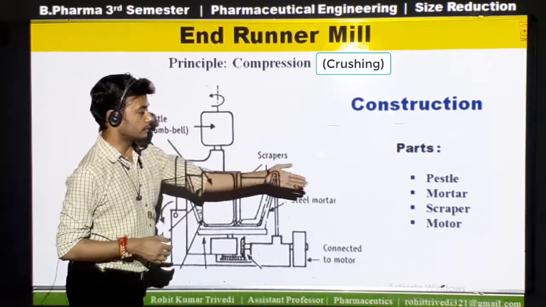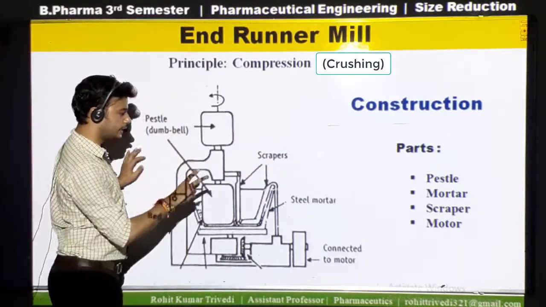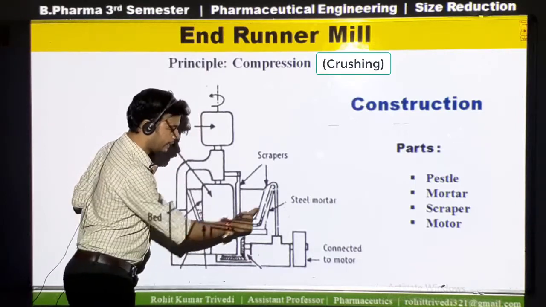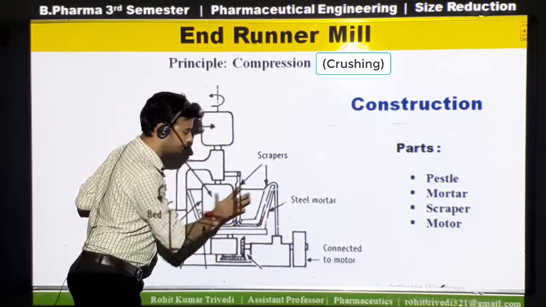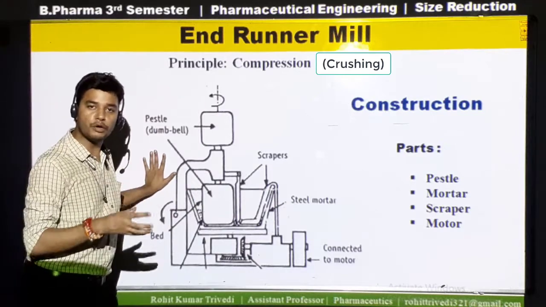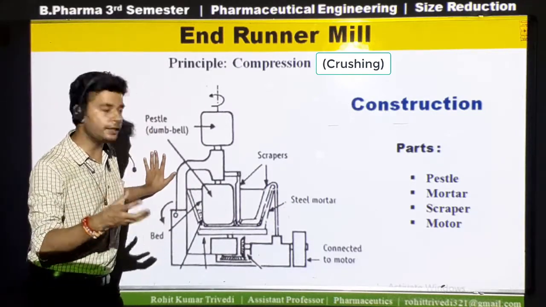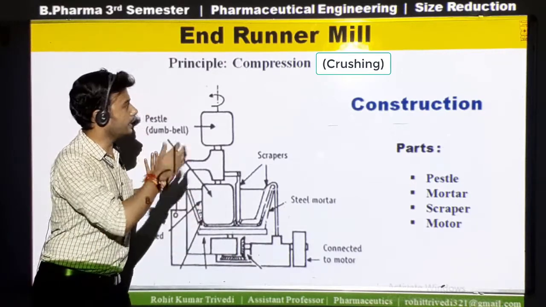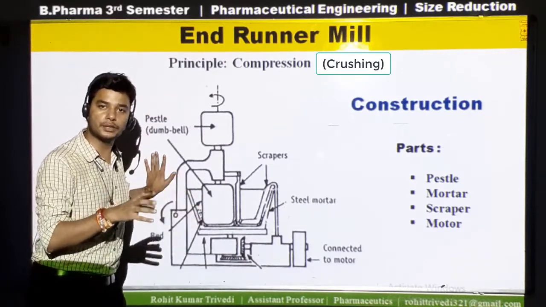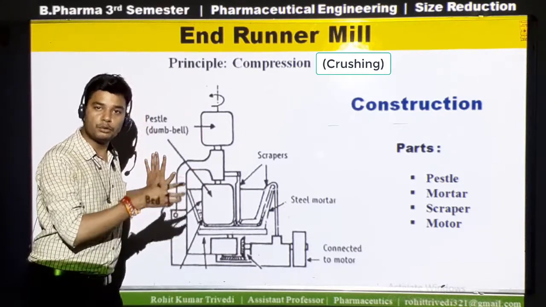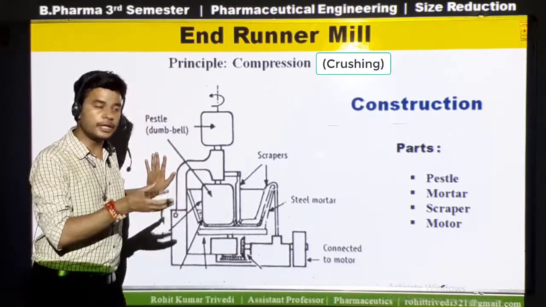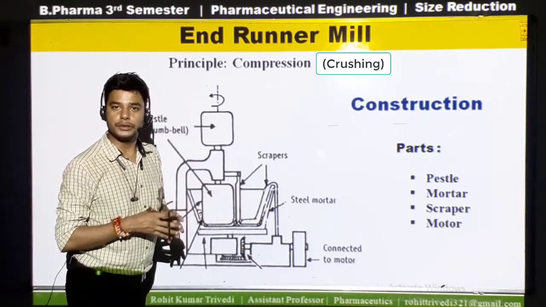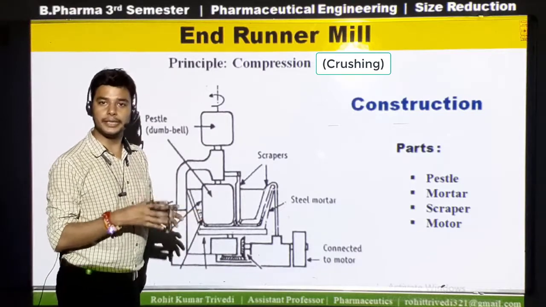Now the third part is the scraper. Here you can see there are two scrapers, one with the pestle and the second with the mortar. The basic function of the scraper is to remove or scrape the material that has adhered to the surfaces of the pestle and the mortar during the process of compression and crushing. The simple function of the scraper is to remove the adhered material due to the compressive forces, for better size reduction results.